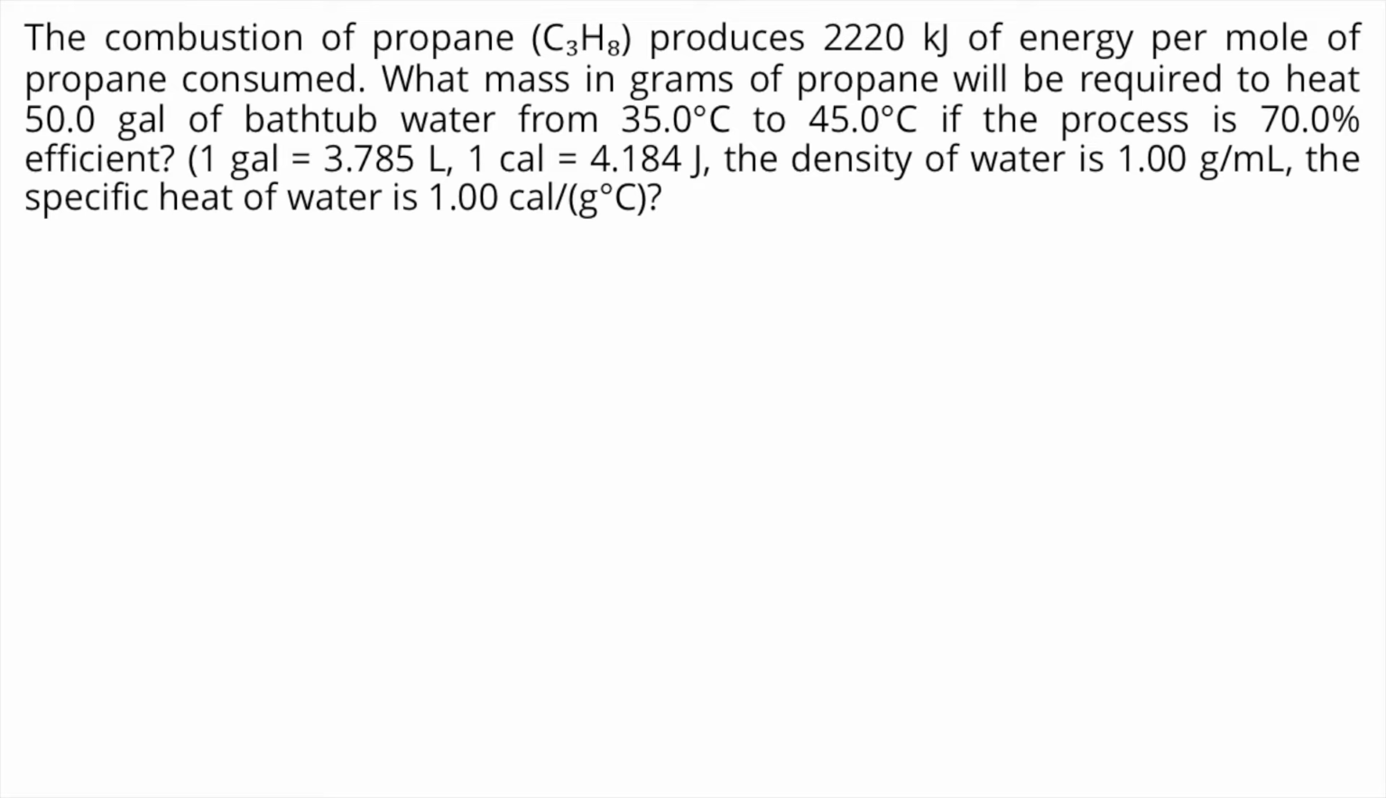1 calorie is equivalent to 4.184 joules. And the density of water is 1.00 grams per ml. And the specific heat of water is 1 calorie per gram degree Celsius. So the first step in answering this problem is to solve the mass of water. In the problem, we are given 50 gallons of bathtub water.